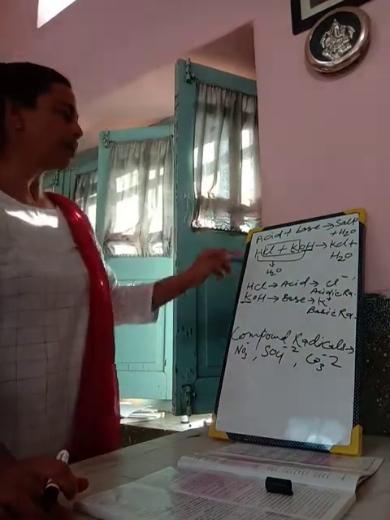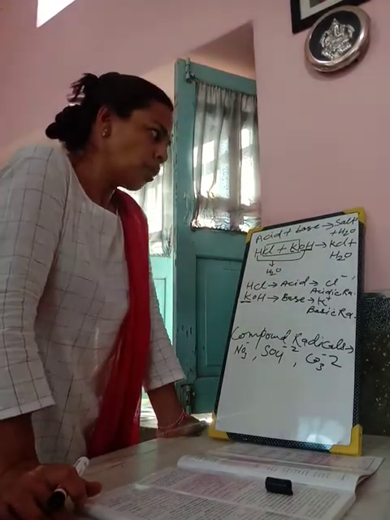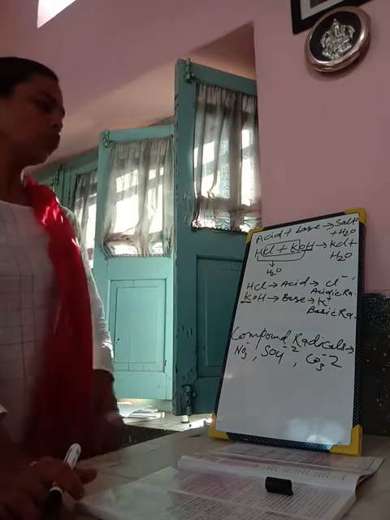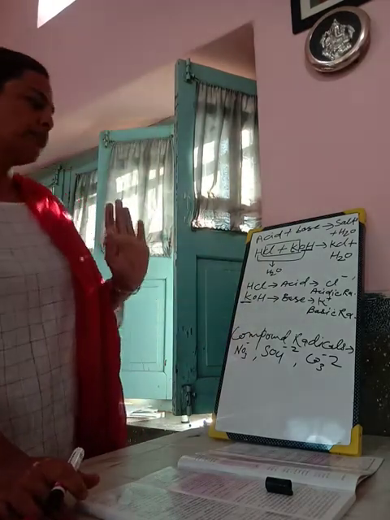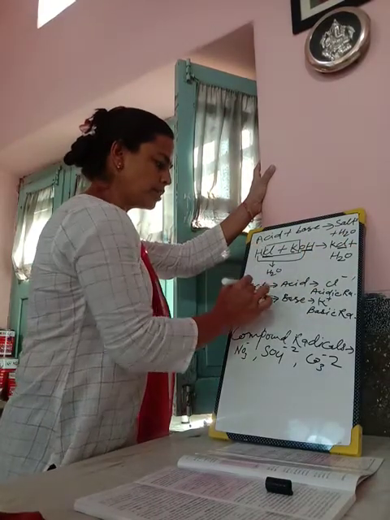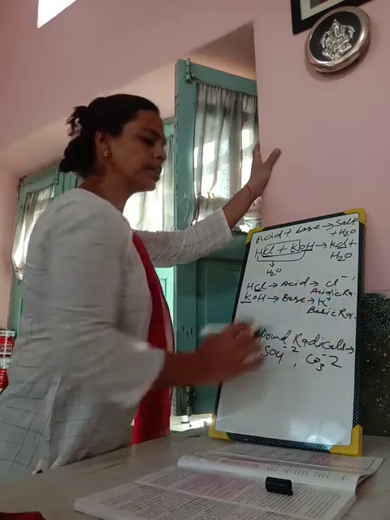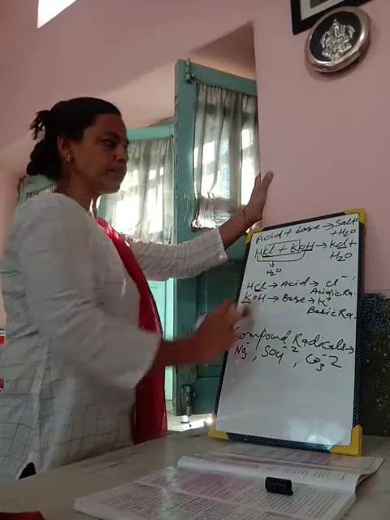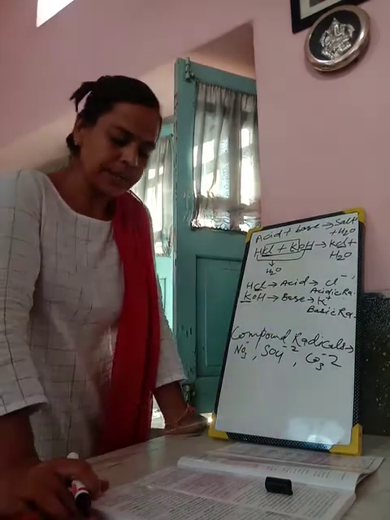I will explain it again. When acid and base react, they form salt and water. KCl is the salt. Here two terms are described: acid radical and basic radical. This Cl comes from the acid part, so it is known as acidic radical. And this K comes from the base, so this K is known as basic radical.